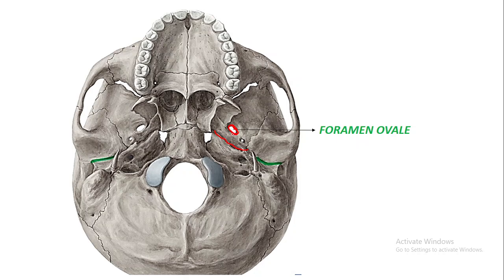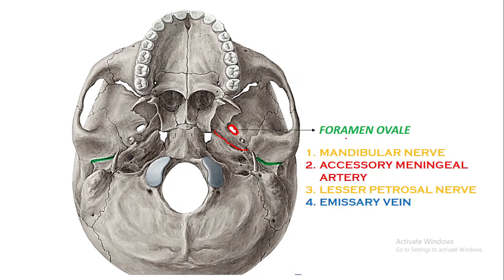Then coming to the contents of the foramen ovale: the mandibular nerve, which is a branch of the trigeminal nerve, then the accessory meningeal artery, the lesser petrosal nerve, which is a branch of the glossopharyngeal nerve, and the emissary vein. These four are the contents of the foramen ovale. And the clinical significance is that it is a key anatomic landmark in procedures involving treatment of trigeminal neuralgia, such as rhizotomy or biopsy procedures.